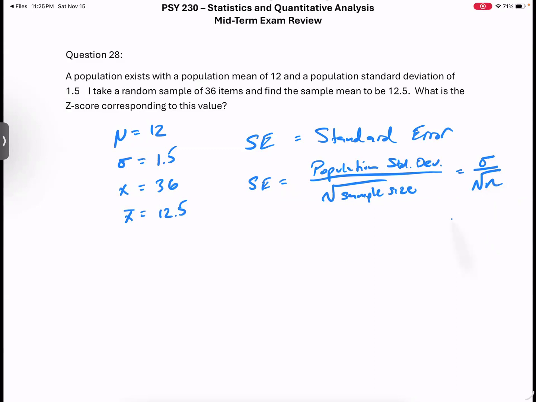And when I do that, I know that the standard deviation was 1.5 divided by the square root of 36. It just so happens that the square root of 36 is 6. So 1.5 divided by 6 in your calculator is 0.25. So I know that my standard error is 0.25.